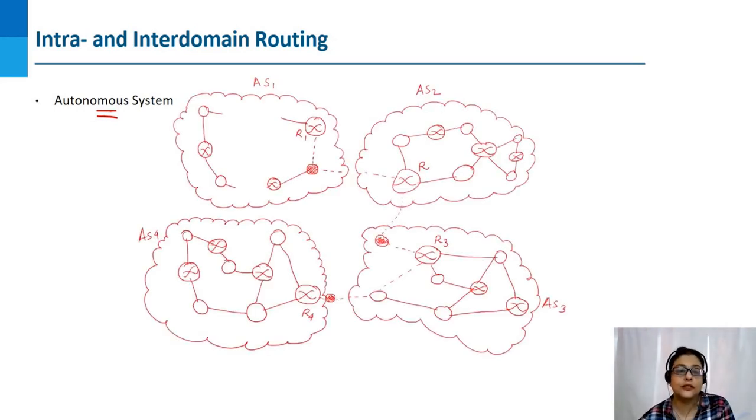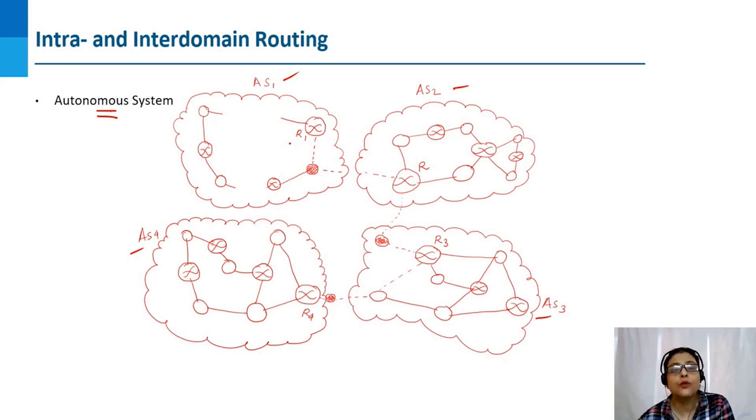So let us consider this figure. We have 4 different autonomous systems: AS1, AS2, AS3 and AS4. Now what is an autonomous system? An autonomous system is a system which consists of several nodes, routers and intermediate nodes, which itself can form a network. And if any packet moves within that autonomous system, then it is called intra-domain routing.